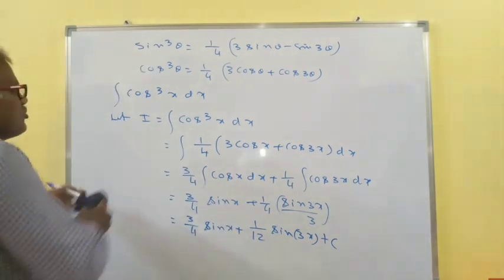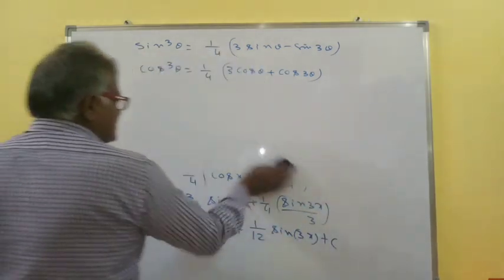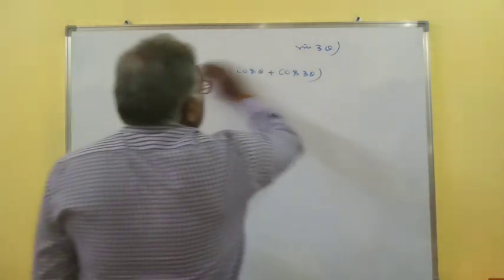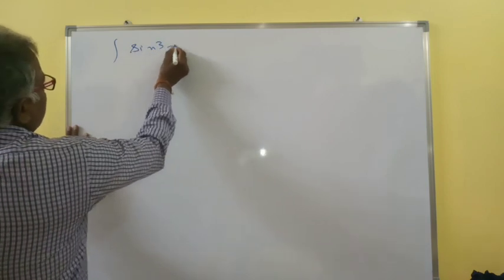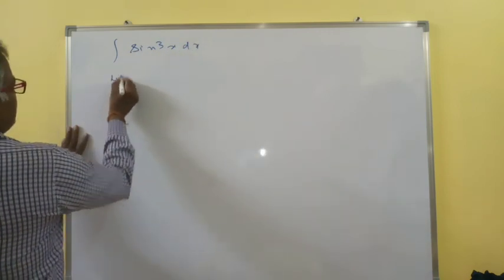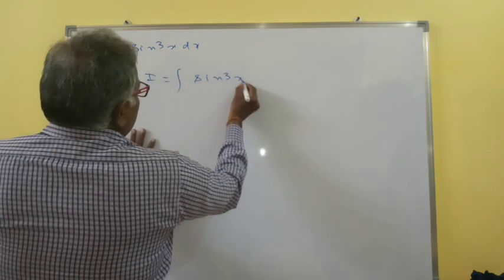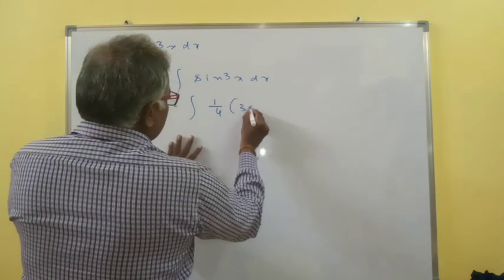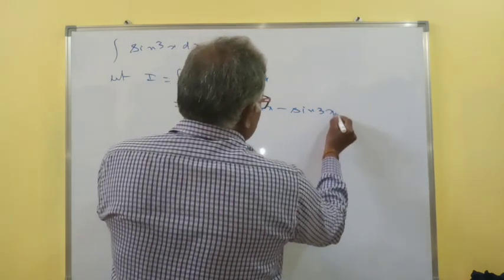Suppose the problem is like this: sin cube x is there. What do you have to do? Let I equal the integral of sin cube x dx. The sin cube x formula is 1 by 4 into 3 sin x minus sin 3x.